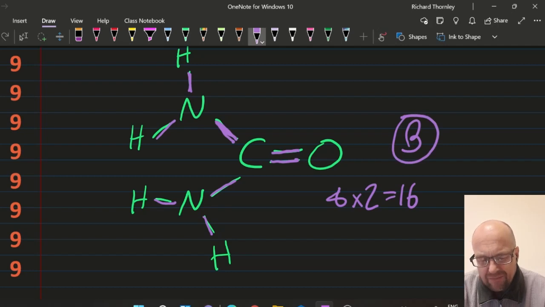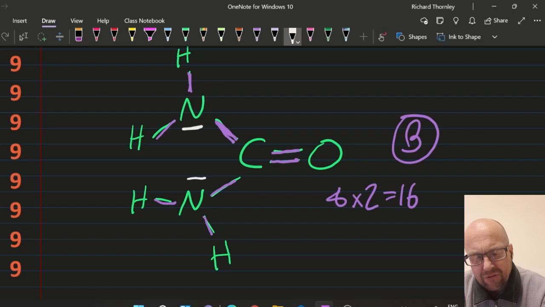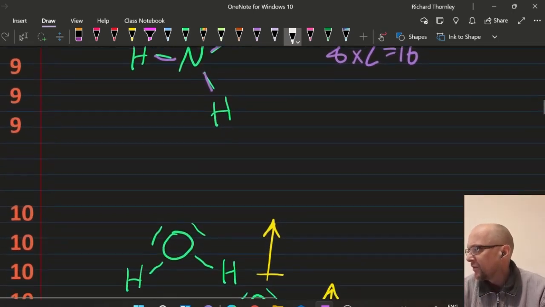I don't understand what they were trying. Maybe they were thinking that you'd put in the lone pairs here and then get confused with that, or I think that one's quite easy. Question 10.